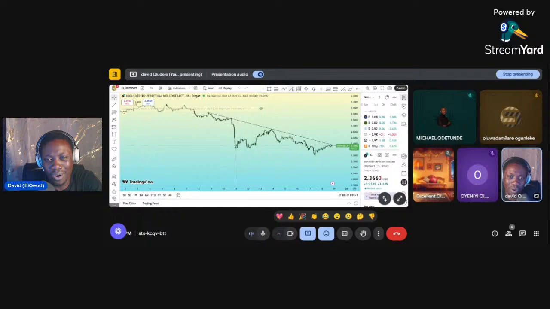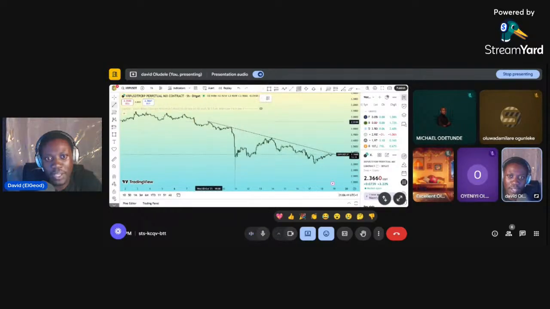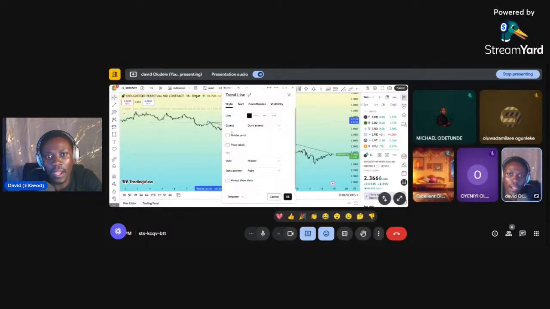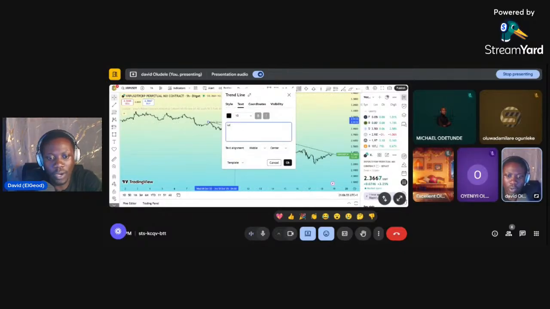What is my lower low? This particular point was responsible for this point. This point is responsible for this point. So I'm going to be drawing it like that quickly. I'm going to call this the lower eye.